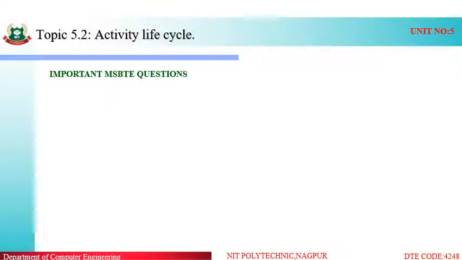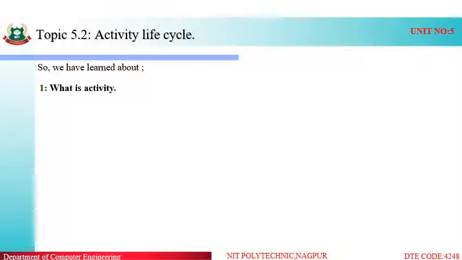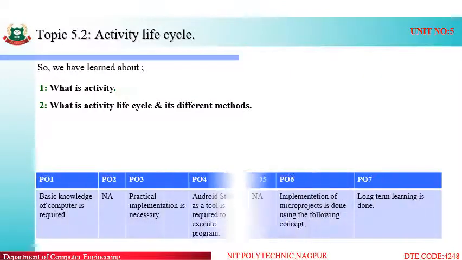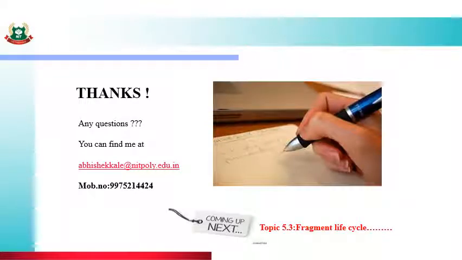Important MSBTE related questions are: explain the activity life cycle with a neat sketch and list the different methods. The 7 different methods are onCreate, onStart, onResume, onPause, and likewise we have to list the rest. We have learned what an activity is and what the activity life cycle methods are. In the next part we will see the fragment life cycle. What is a fragment? A fragment is a sub-activity inside the activity.